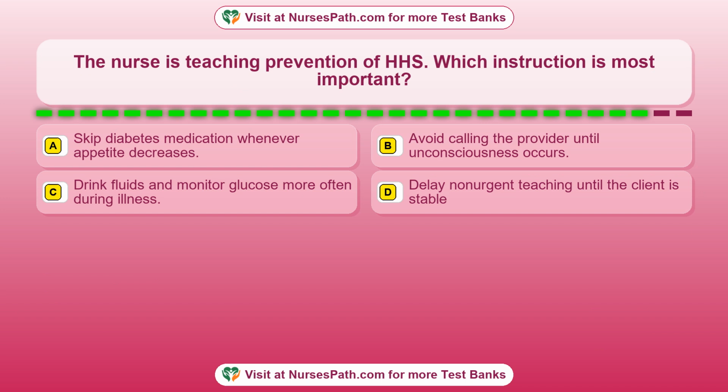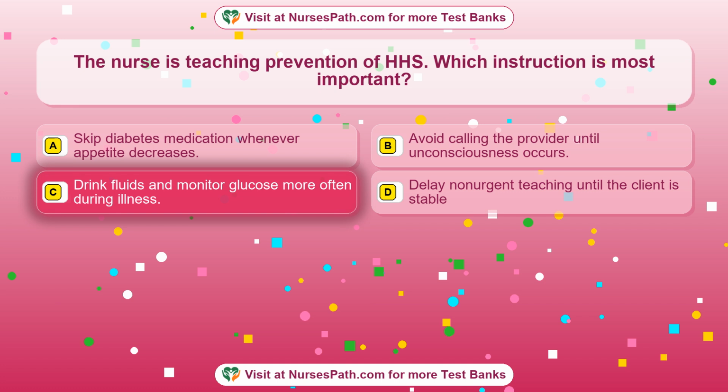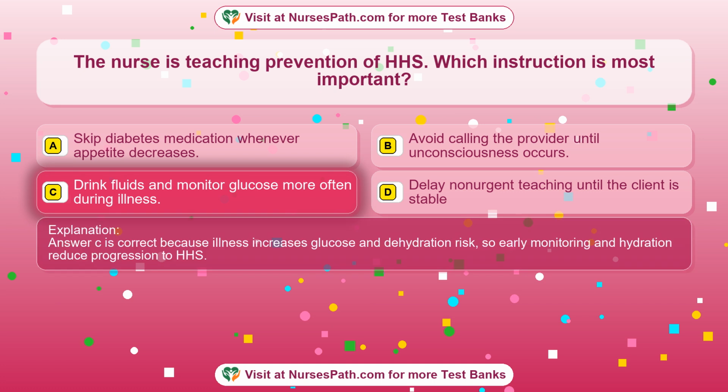Question 11. The nurse is teaching prevention of HHS. Which instruction is most important? Option A, skip diabetes medication whenever appetite decreases. Option B, avoid calling the provider until unconsciousness occurs. Option C, drink fluids and monitor glucose more often during illness. Option D, delay non-urgent teaching until the client is stable. The correct answer is option C, drink fluids and monitor glucose more often during illness. Answer C is correct because illness increases glucose and dehydration risk, so early monitoring and hydration reduce progression to HHS.